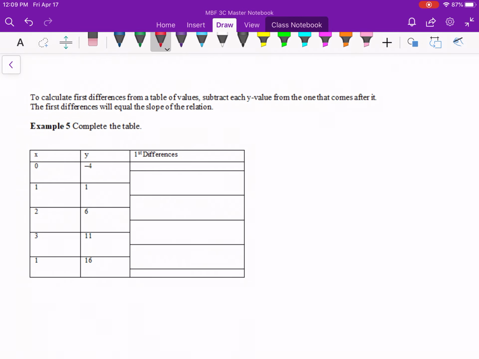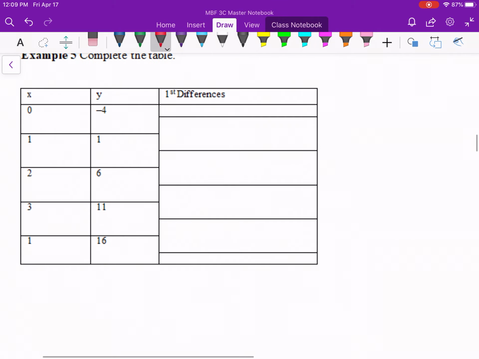Calculate the first differences from the table. Subtract the y value from each one that comes after it. We just talked about that. So we're going to do first differences again. So going from -4 up to +1, we're going up the number line. We're going up by 5. Going from 1 to 6, we're going up by 5. So they're positive numbers now. 6 to 11, up by 5. 11 to 16, up by 5.